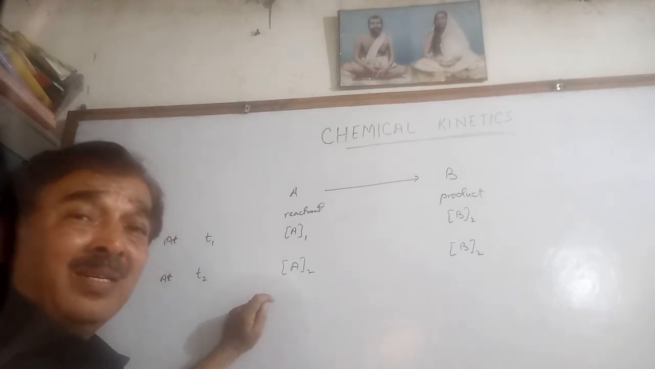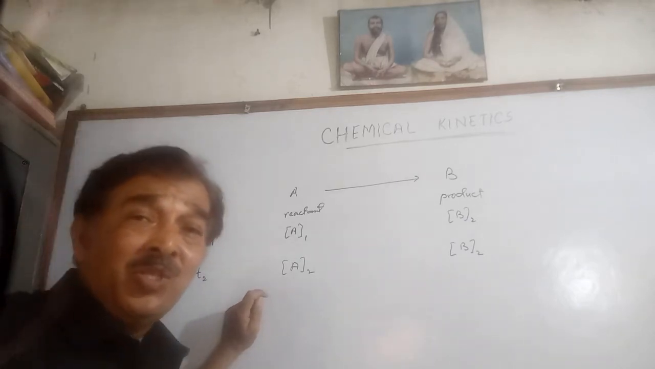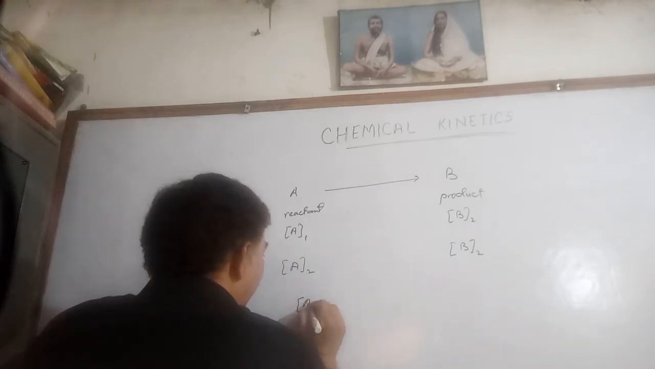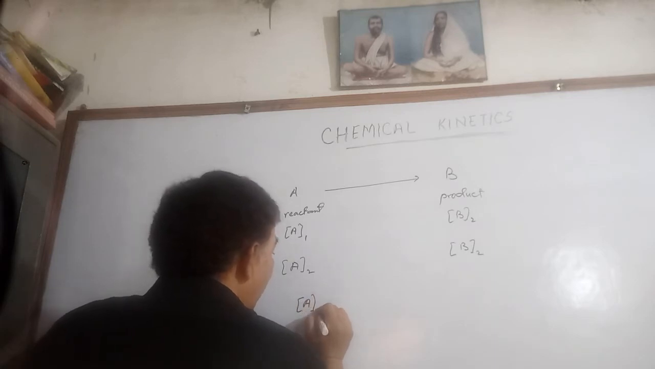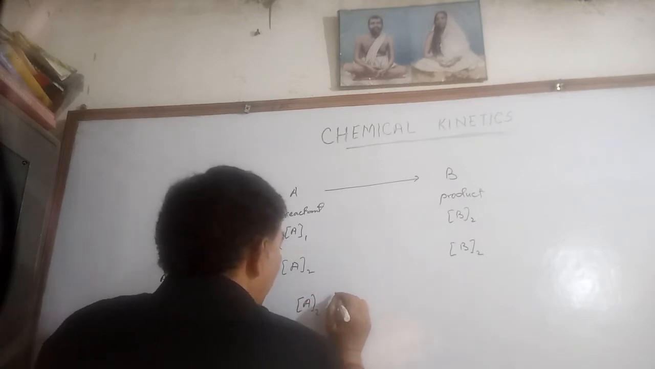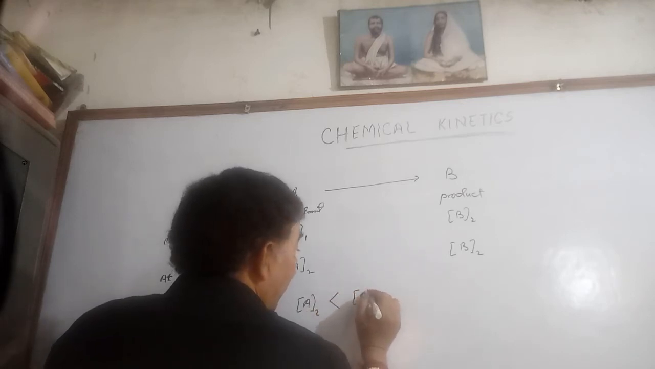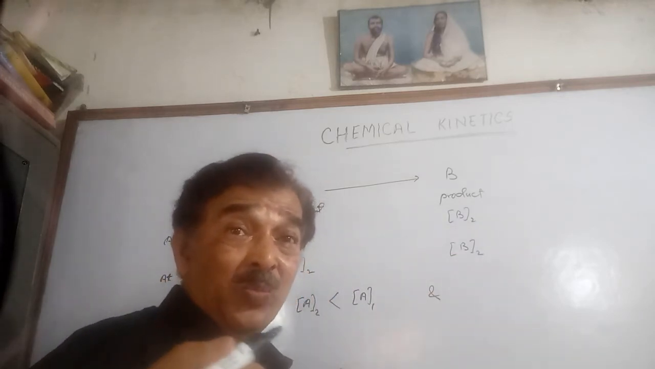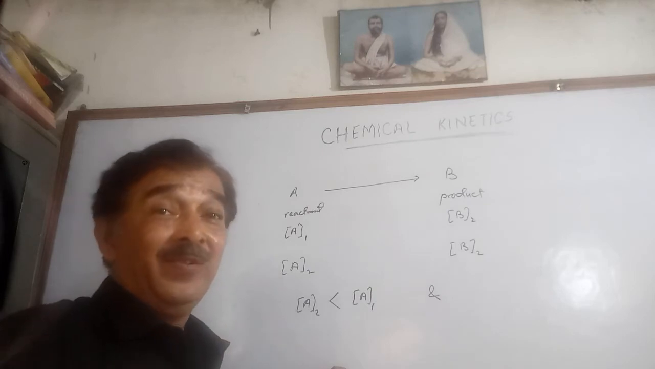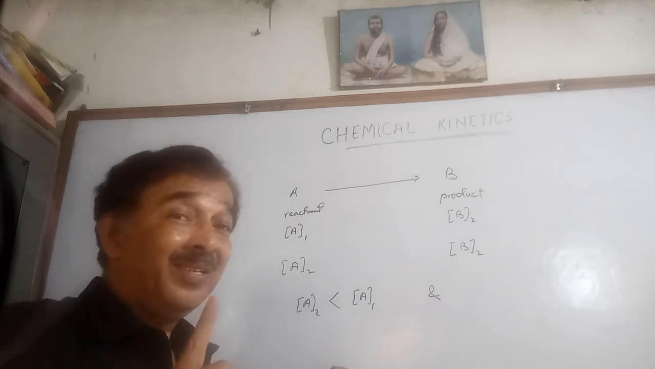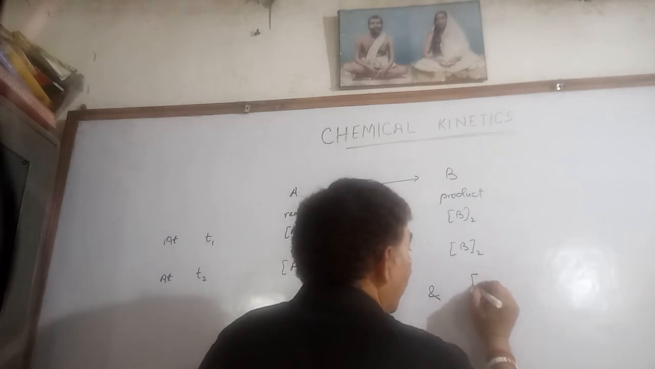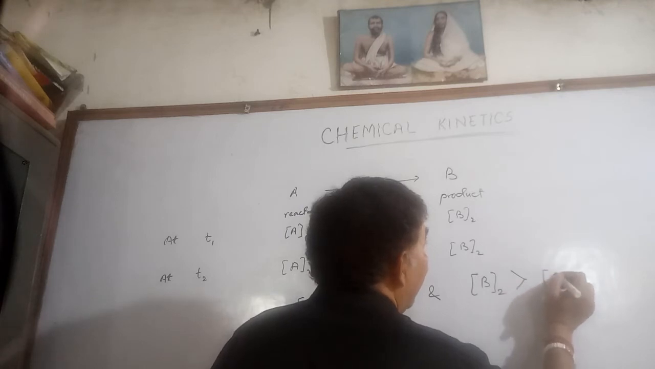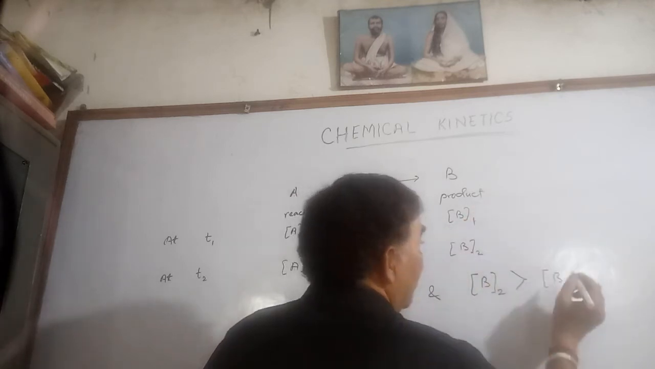So since a reactant is being consumed during a chemical reaction, the molar concentration A2 must be less than A1, and during a reaction a product is being formed, so there is an increase in the concentration of B. So here B2 is greater than B1.